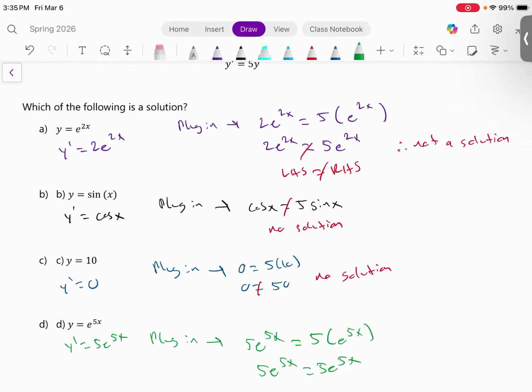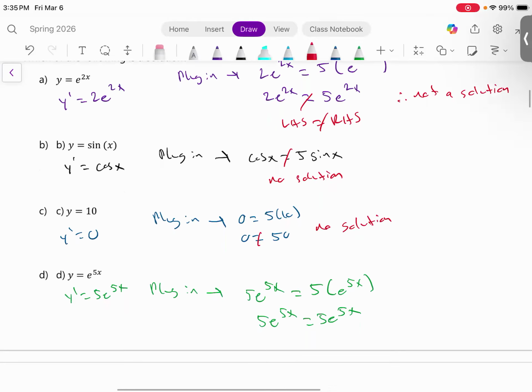Okay, welcome back. So hopefully you tried out problems C and D and saw that for example C, we get 0 equals 5y, which is not a solution. But for example D, we actually get a solution. The left-hand side equals the right-hand side when we substitute in the solution with the derivative, and so it's a solution.